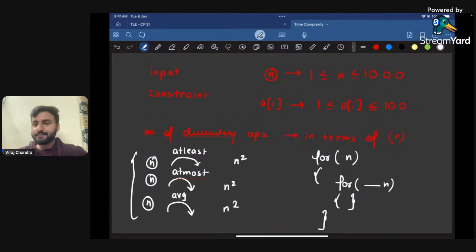Does this make sense? Up till here? Now I'll actually change the parameter and it's going to make much more sense. Why did I take this at least, at most, and average thing? Okay.